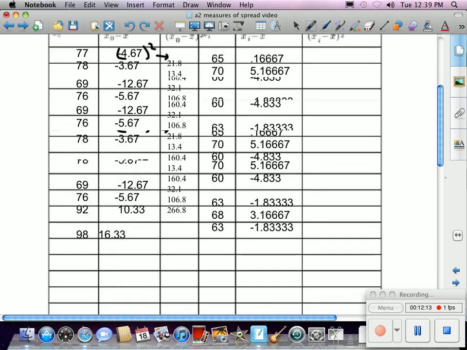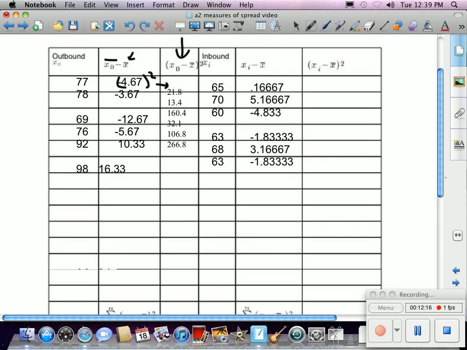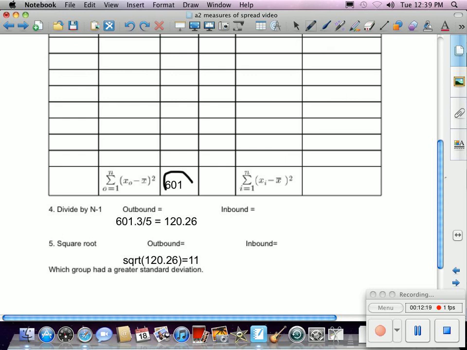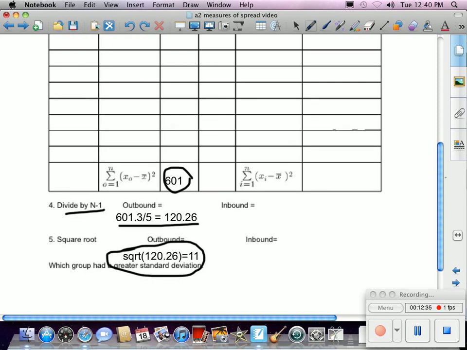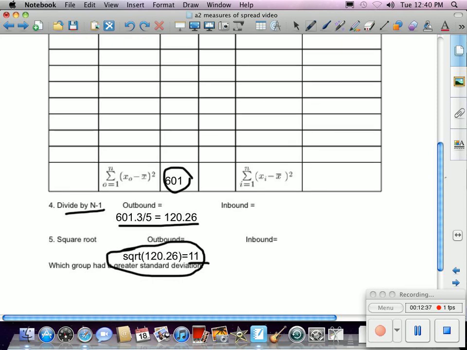Okay. So now the next step is we've squared our deviations, then we add them up. We sum that square, which ends up being 601.3. Okay. Then we divide by n minus 1, so that ended up being 120.26, and then we found the square root of that. So my standard deviation for my outbound data set was 11.